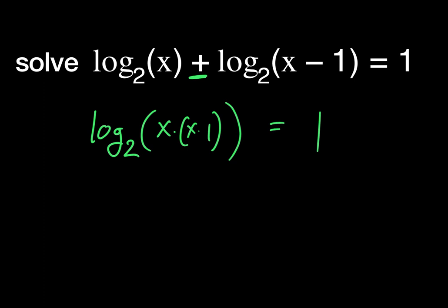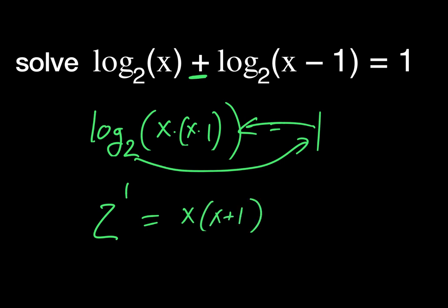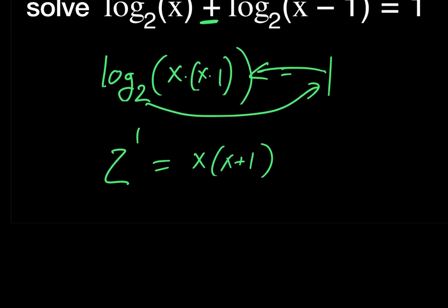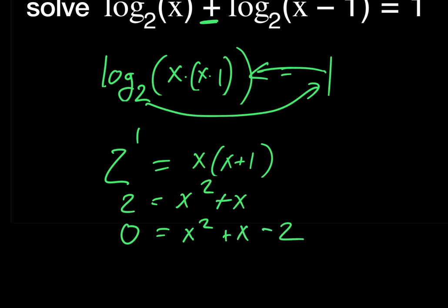Now that I have it as a single logarithm, I can change it into an exponent. My 2 is my base. 2 to the 1 power equals x times x plus 1. So 2 equals x squared plus x. Oh, now it's starting to look like a quadratic. Subtract 2 from both sides. x squared plus x, and then minus 2, because I subtracted 2 from both sides.